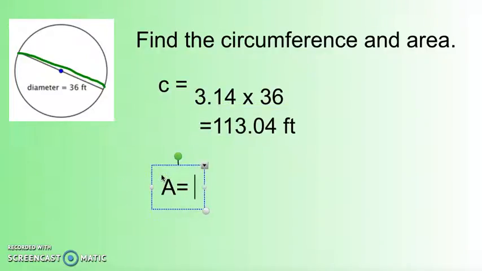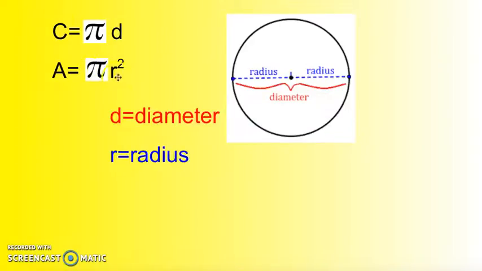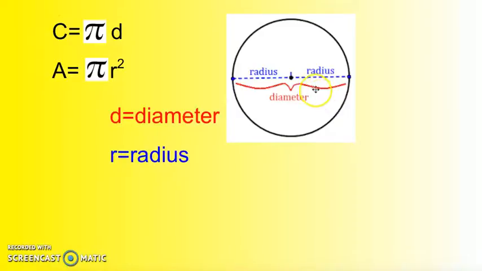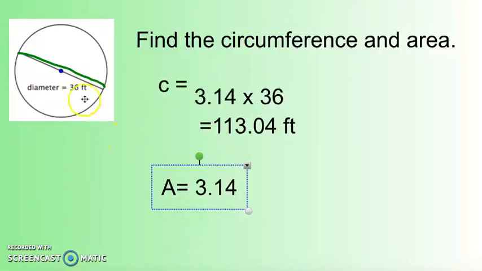How about let's do area? We're going to do 3.14 again because our formula is 3.14 times radius squared. Well, they don't give us the radius. They don't tell us what radius is. But if you look at this circle back here, notice radius is how much compared to diameter? Yeah, it is half of diameter. And so we're going to take half of this diameter to find the radius. What is half of 36?